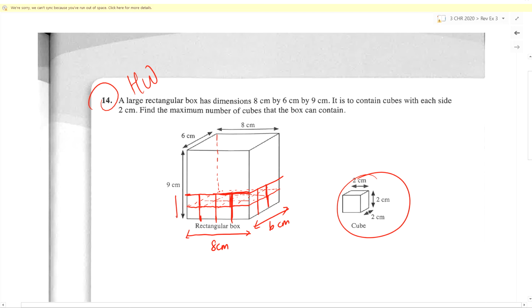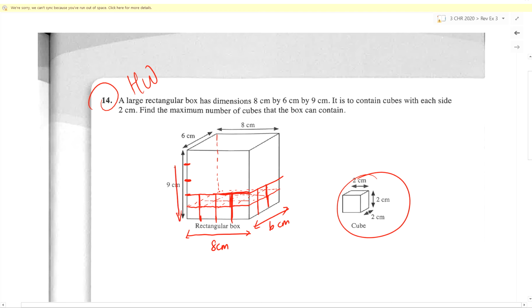What's the height currently for 2 layers? 4 cm. Do I still have space? Yes. Can I go another layer? Yes. Another 2 cm, so there's another 12 already. Can I go another level? Okay. Now I have a total of 4 levels.